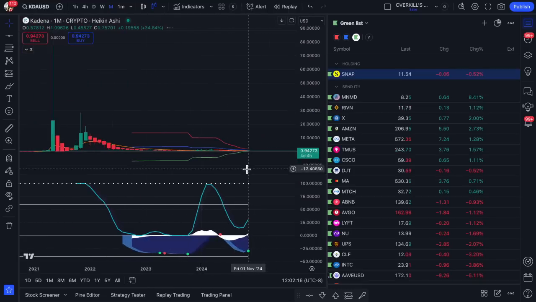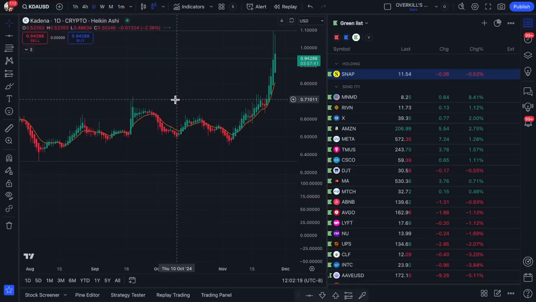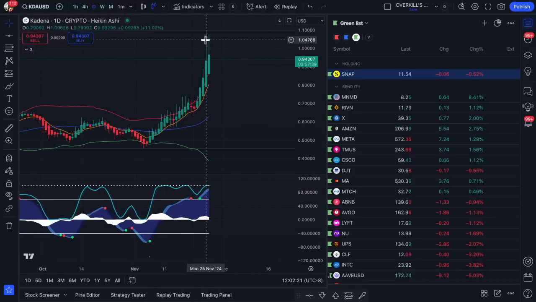KDA. KDA is green on the monthly. Okay, sitting at 94 cents. Big breakout here. It's up in profit-taking territory here. Okay, I want to see a pullback into our blue line. A red dot will probably come here in the next couple of days, and it will sell back off. But this one is sitting pretty far off the mean right now.